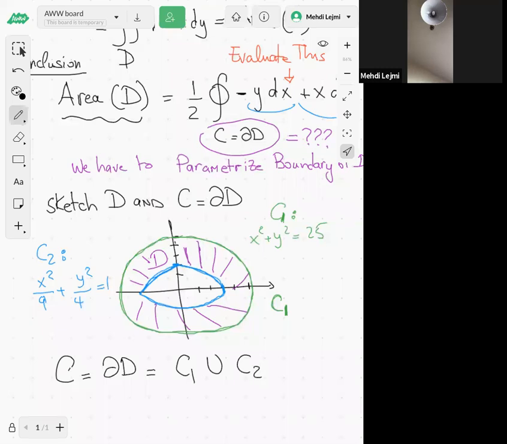Now, don't forget, you want to apply Green's theorem, so you have to orient your boundary so that the region D is on the left, right? So for C1, you have to pick an orientation for C1. Then you need D to be on the left, so you have to orient your circle using a counterclockwise rotation, like this one here.